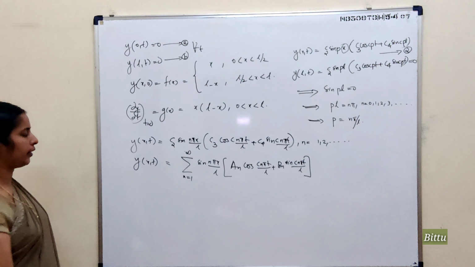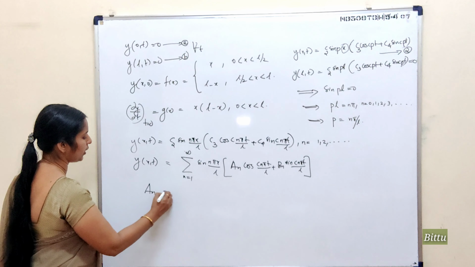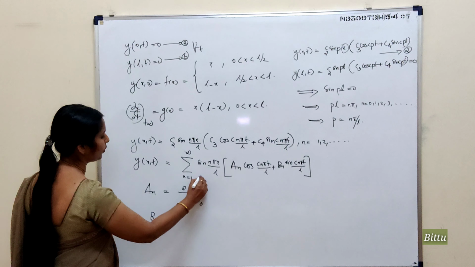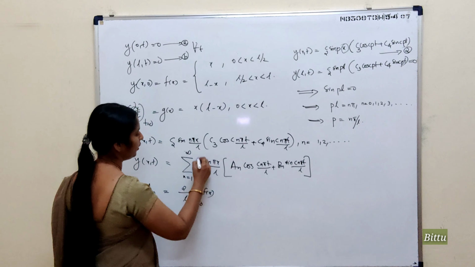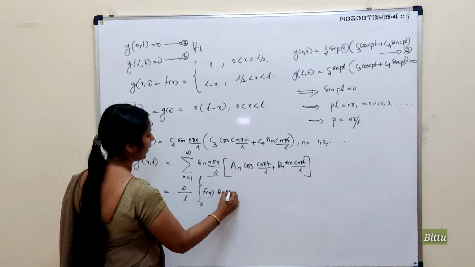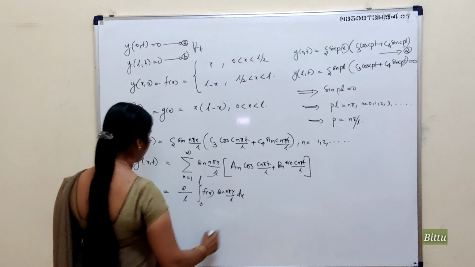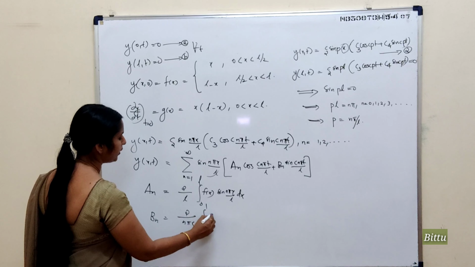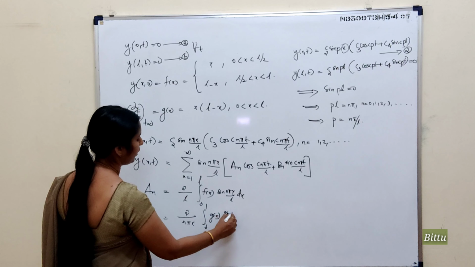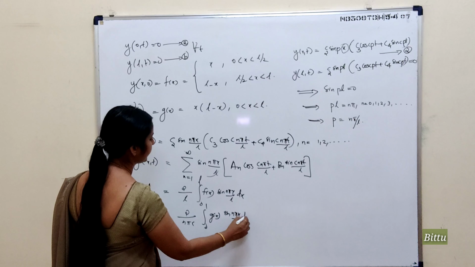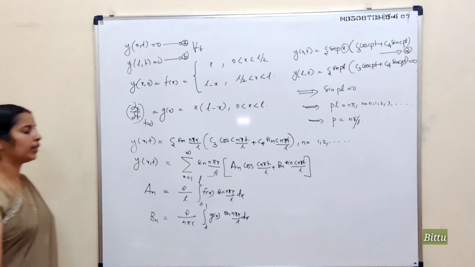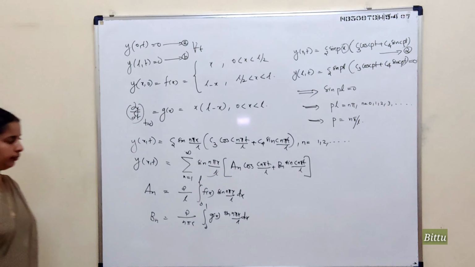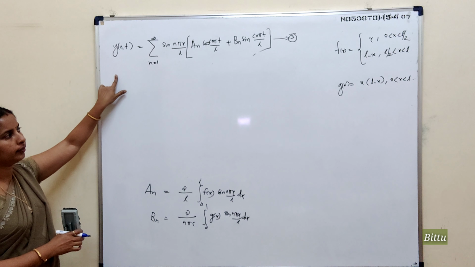Next, we have to find the unknowns in this y of x, t: an and bn. An is given by 2 by L integral 0 to L f of x sin n pi x by L dx. Bn is 2 by n pi c integral 0 to L g of x sin n pi x by L dx. These coefficients are determined from the Fourier sine series. So here both are sine terms. This is our equation number 3.